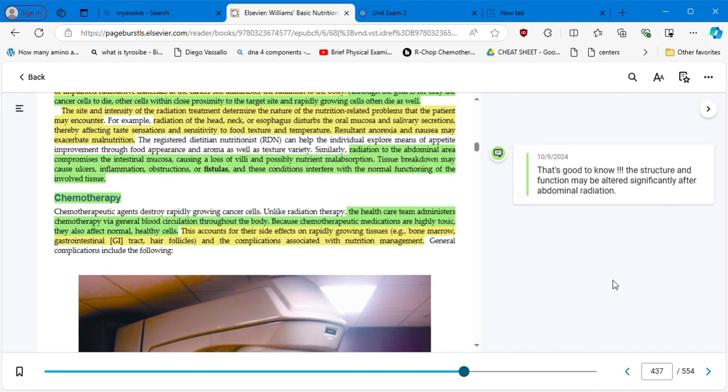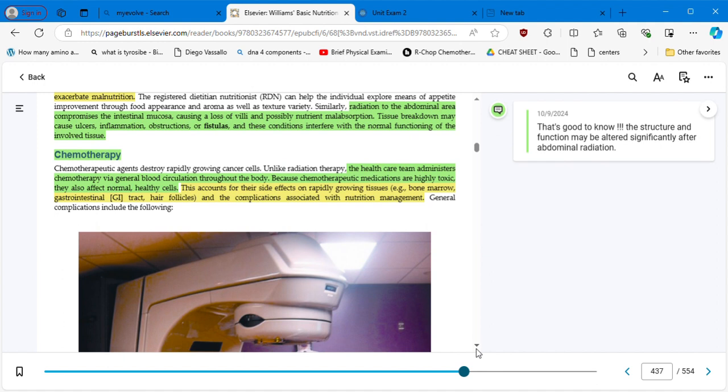The structure and function may be altered significantly after abdominal radiation, right? The radiation beams are so strong that they can cause fistula, or maybe tissue breakdown, ulcers. Most commonly are ulcers, inflammation.